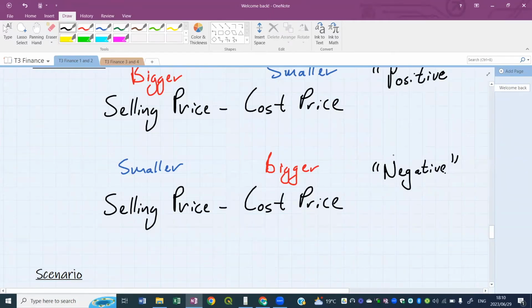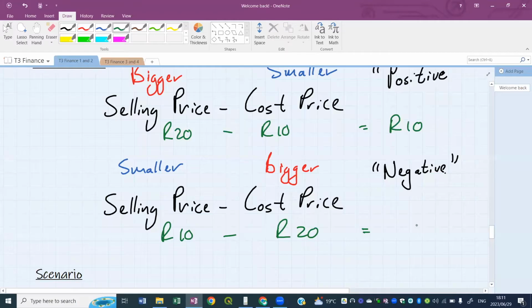Okay, we can put in some examples as we go. So let me write some examples here. So if the selling price is 20 Rand and our cost price is higher, well, that's not good for you if you want to make profit at all. Your answer is going to be minus 10.